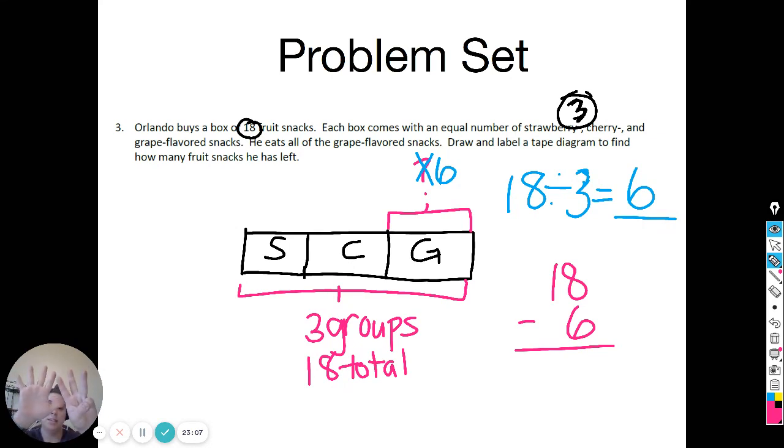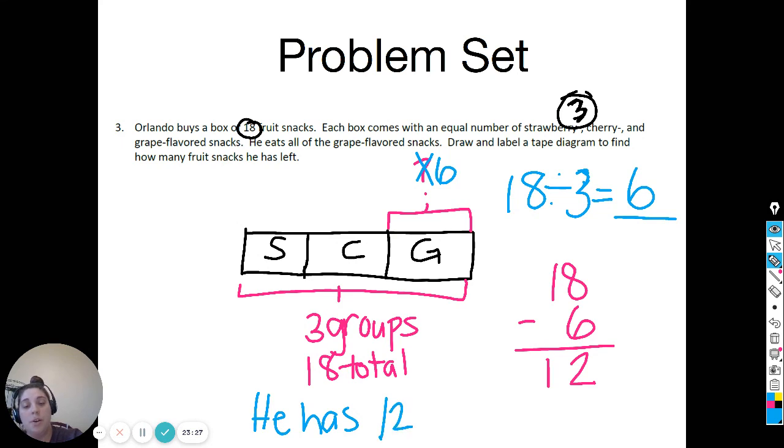Well, we have 8, take away 6, 1, 2, 3, 4, 5, 6, leaves us with 2. 1 minus nothing is 1. So, how many fruit snacks does he have left? He has 12, and you don't have to write this, fruit snacks left.